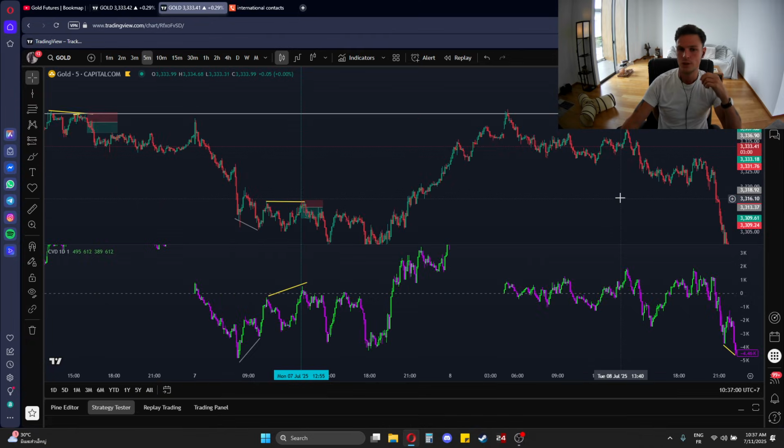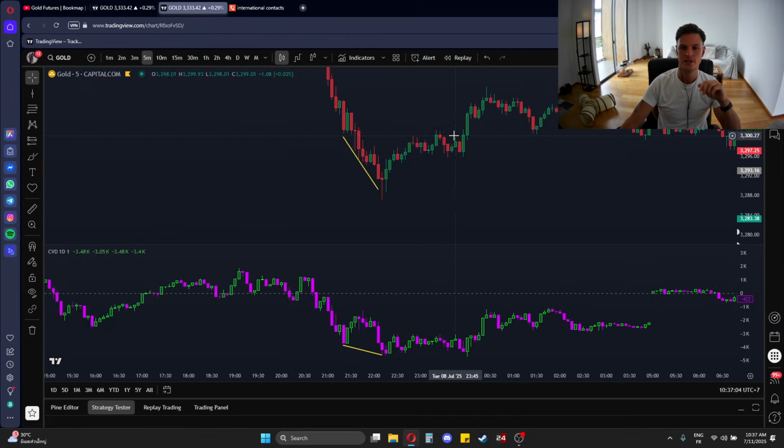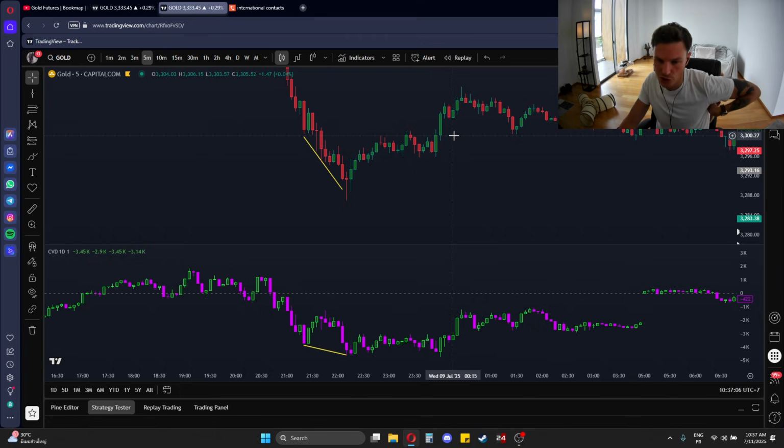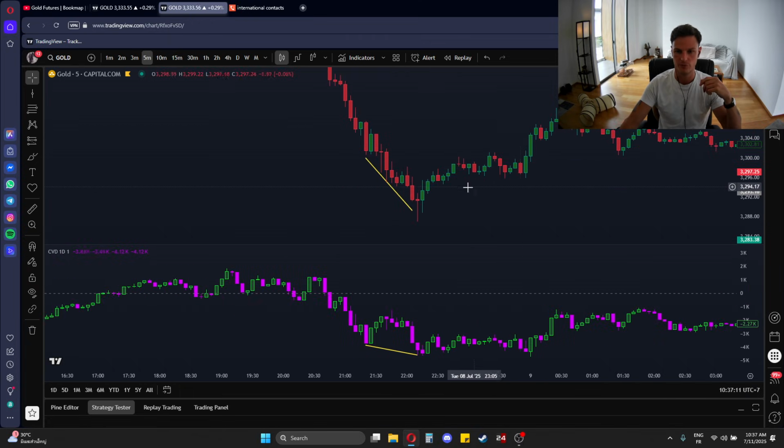So I'm going to go through one last example here for this, the absorption example. Then I'm going to take you through the exhaustion example, but it's less powerful, so you're not going to use that. Well, I'm not using that for my strategies.